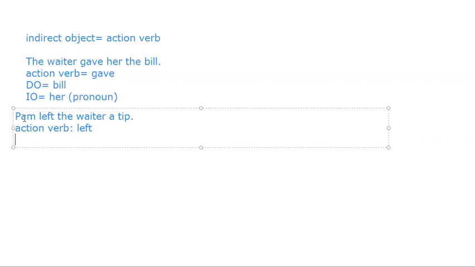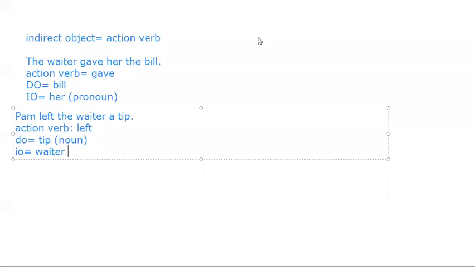So here my direct object, or my DO: what did Pam leave? She left the tip. So tip is my direct object. It's a noun. So I'm good. For who did she leave the tip? She left it for the waiter. Good job. Exactly, for the waiter. So again, waiter here is a noun, because it's a person. It's a common noun. So again, I answered the question correctly, and I'm doing fine.